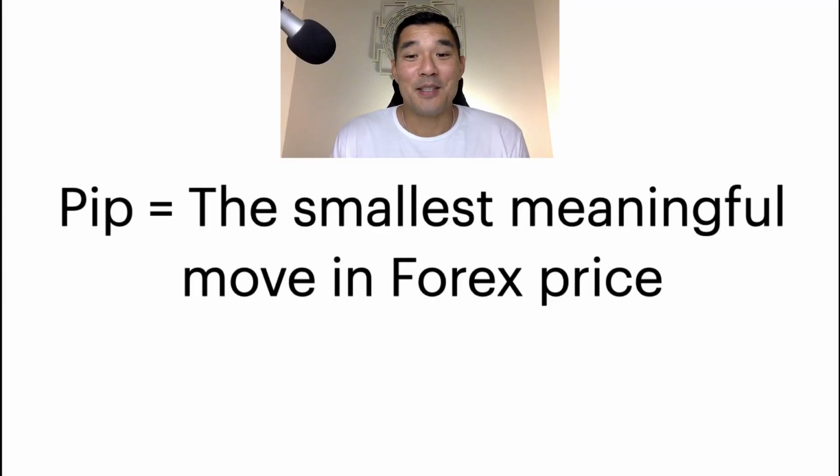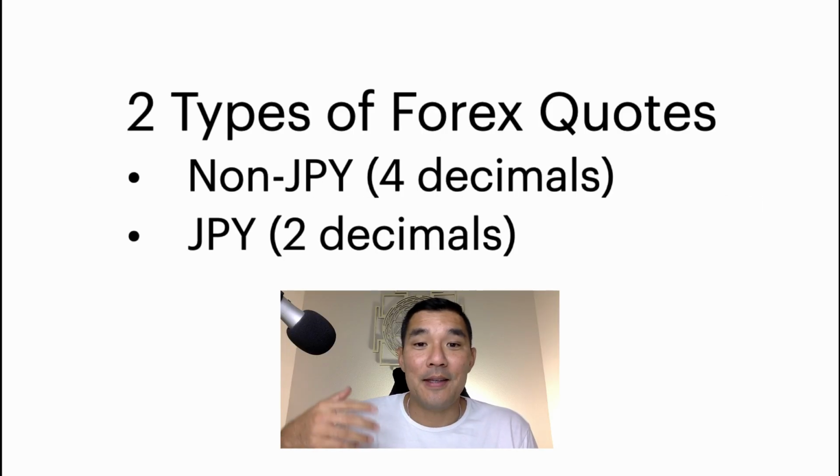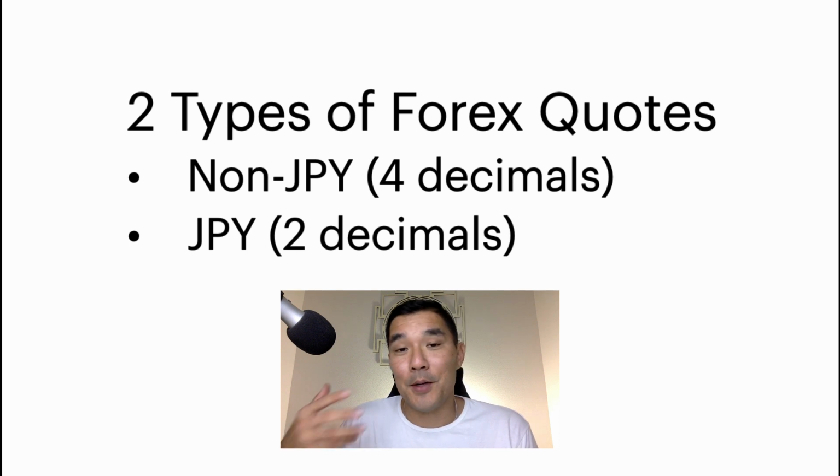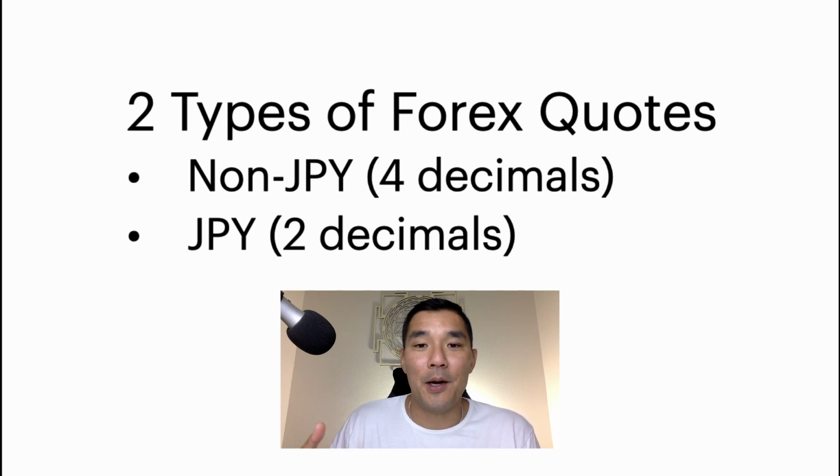Okay, so a pip is the smallest meaningful move in a Forex price, and I'll get into what meaningful means in a second. But first, let's take a look at the types of Forex quotes. The first one is the non-Japanese yen pair, so there isn't the Japanese yen in that pair, and that's quoted out to 4 decimal places. Next, there's the Japanese yen pairs, and those are quoted to 2 decimal places.